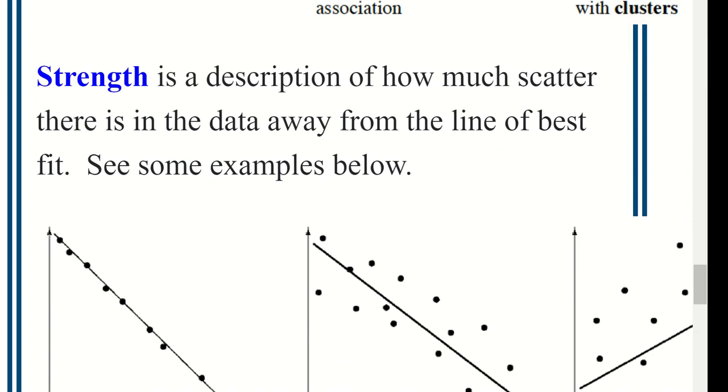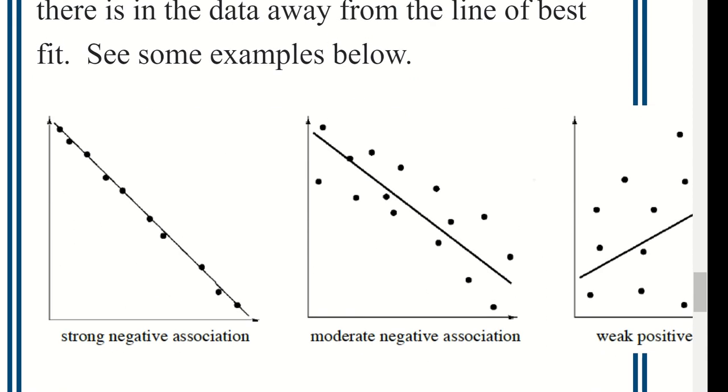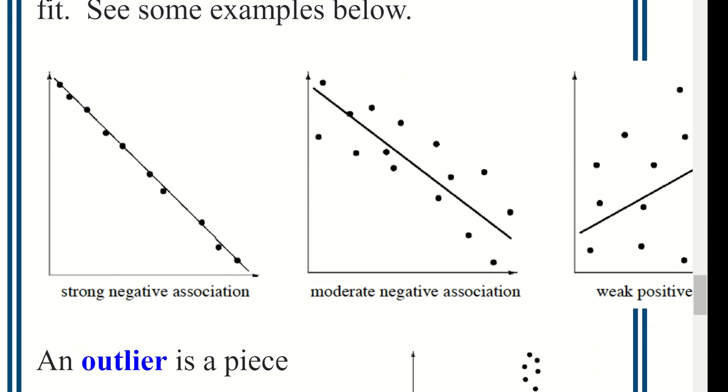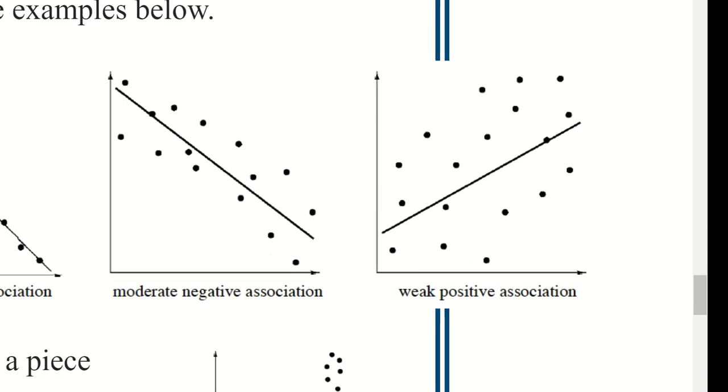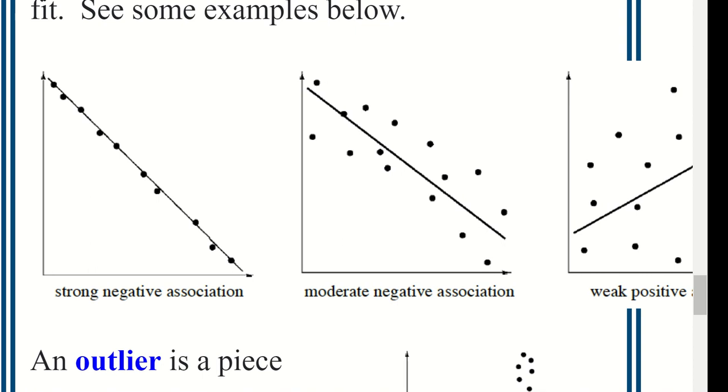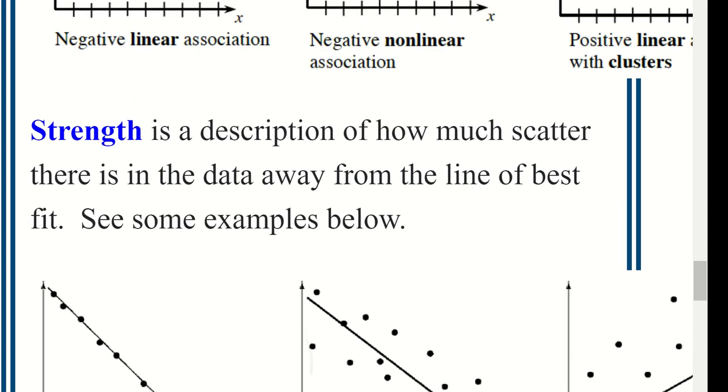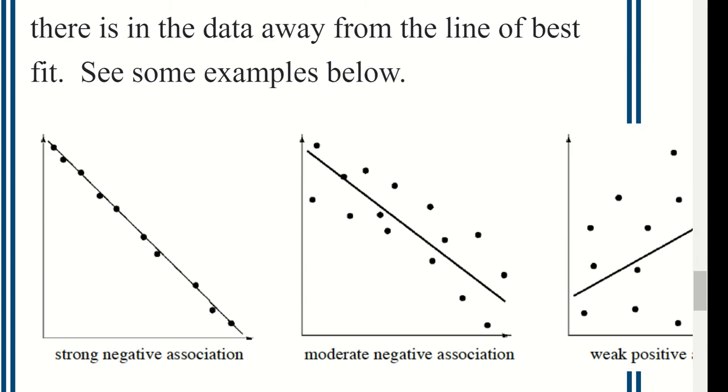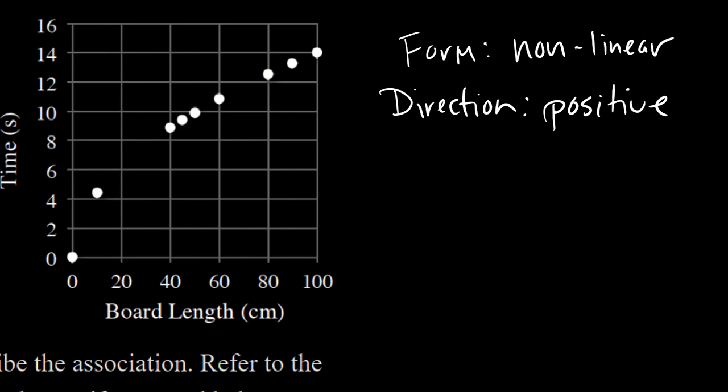Strength is a description of how much scatter there is in the data away from the line of best fit. Some examples below. So when I look at the graph that we had, I would say that we have a very strong positive association. So I'm going to come back up here and say the strength is strong. The strength of the association, it was a strong association.